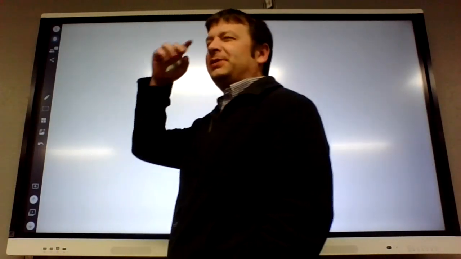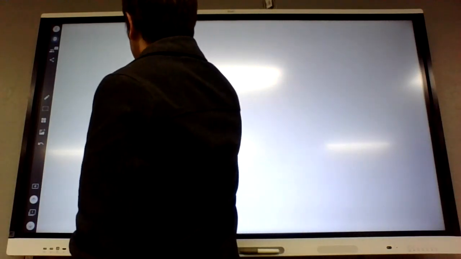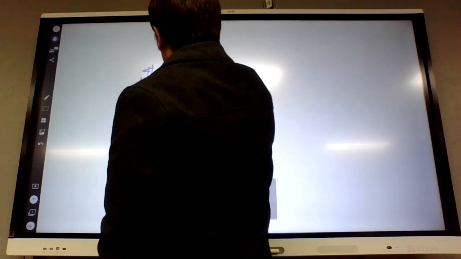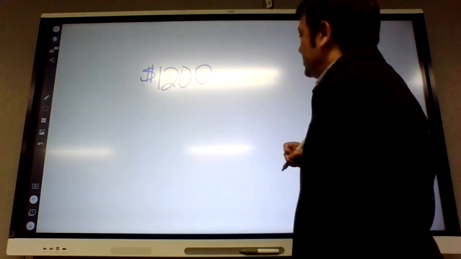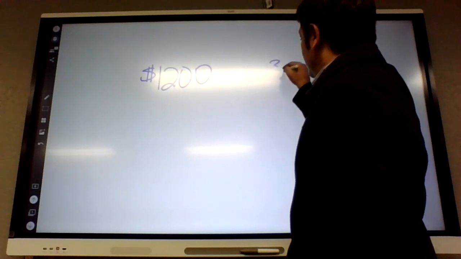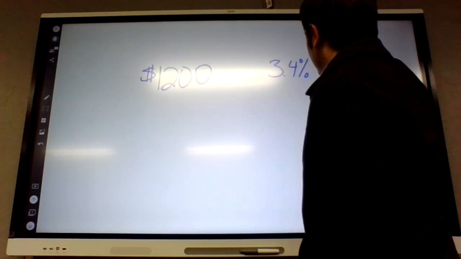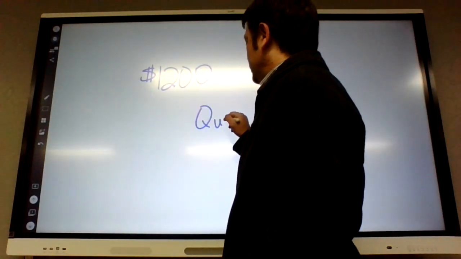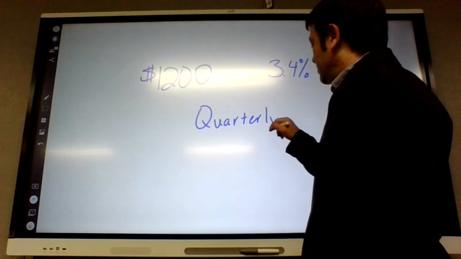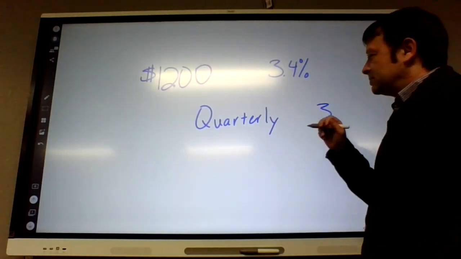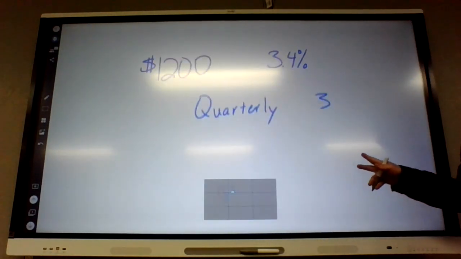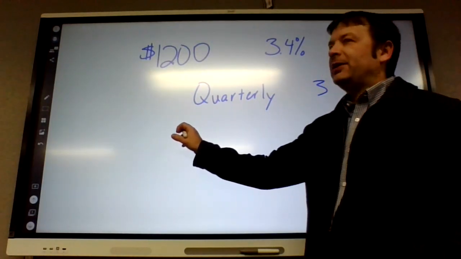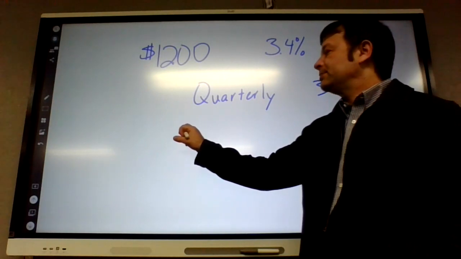Let's start with yesterday's and see how much you guys can recall. Let's say just the money part though. Let's say I invest $1,200 at 3.4% interest compounded quarterly for like 3 years. How would I figure out how much money I would have? I'm trying to see how much of the formula you remember.